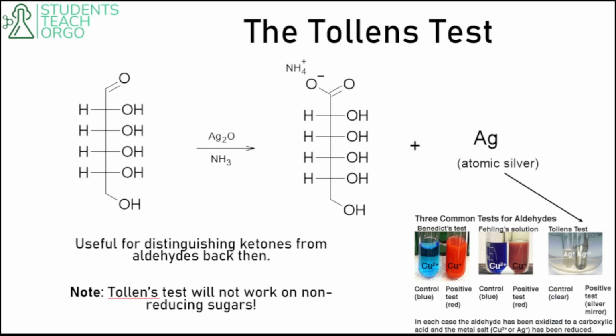So there's a famous test called the Tollens test. And pretty much we just use silver and a little bit of ammonia. And if it is a reducing sugar, then we will get this positive test, this silver mirror down here. You can also look at Fehling's solution and Benedict's test, but we care about the Tollens test here. You're going to get the silver lining, atomic silver, or Ag0, and this is going to be your byproduct. So this will not work on a non-reducing sugar. It has to be a reducing sugar.